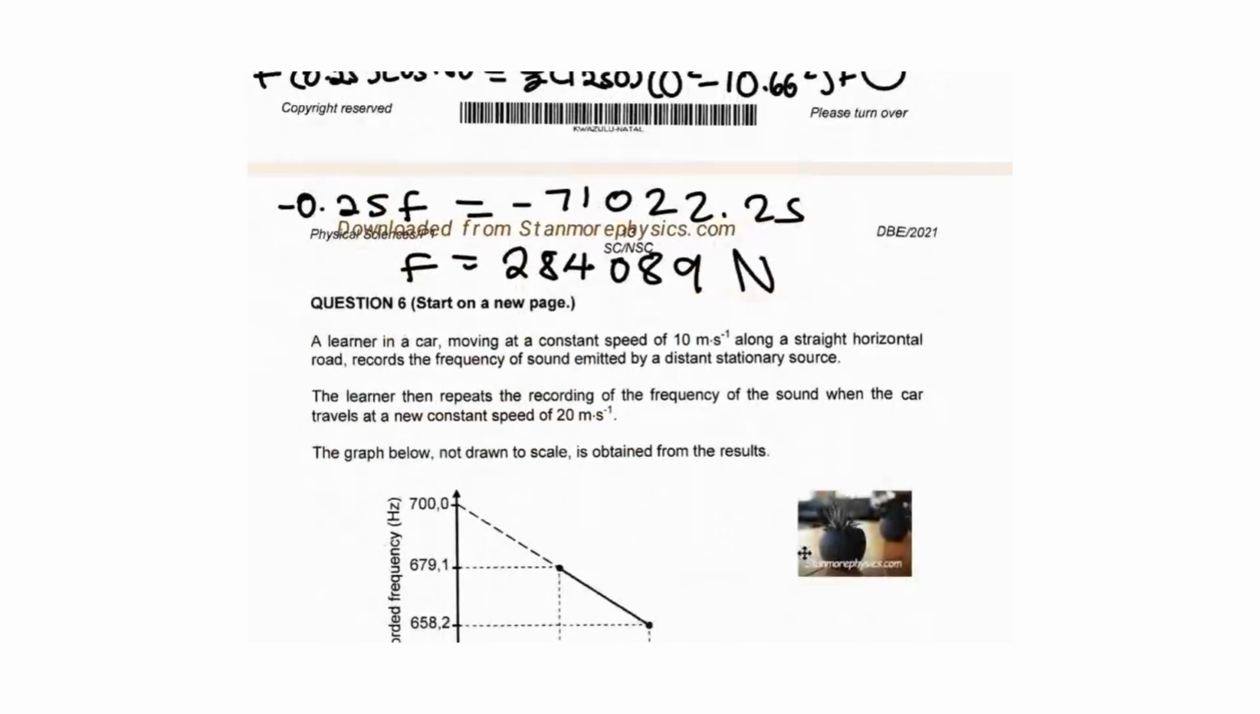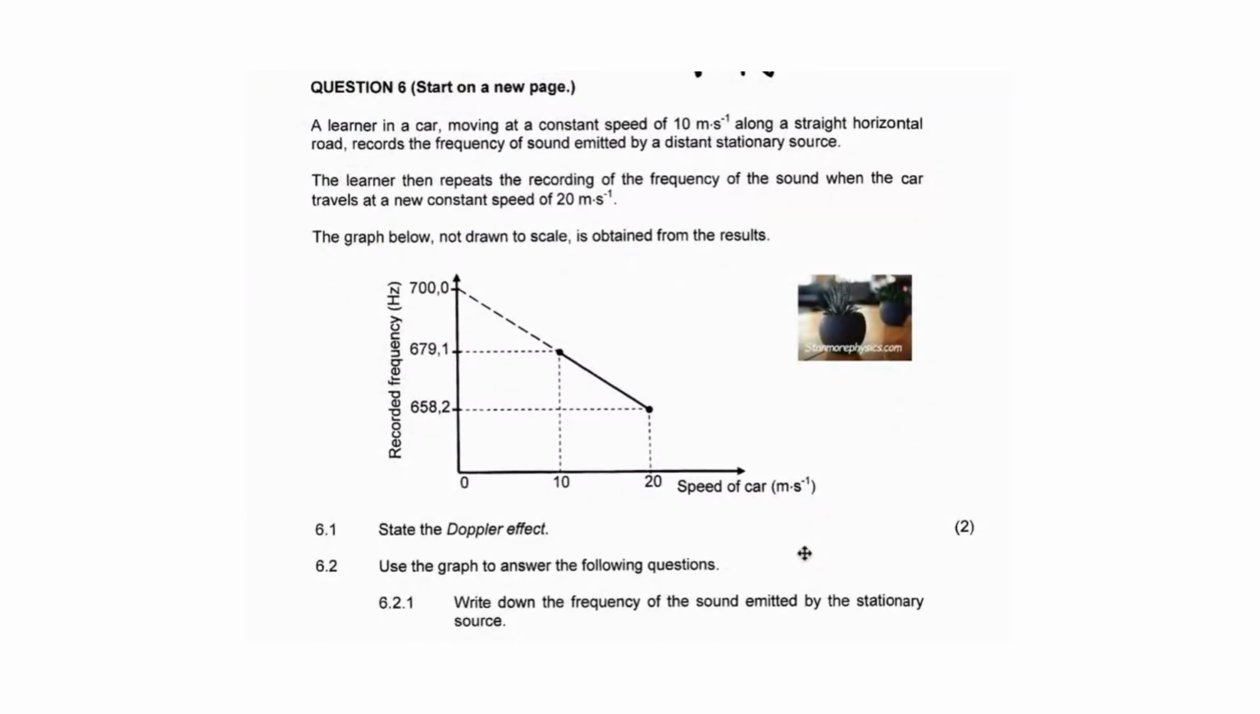I'm going to jump into question 6 on our Doppler effect. Question 6: we have a learner in a car moving at a constant speed of 10 meters per second along a straight horizontal road. Let me read again. A learner in a car moving at a constant speed of 10 meters per second along a straight horizontal road records the frequency of sound emitted by a distant stationary source.